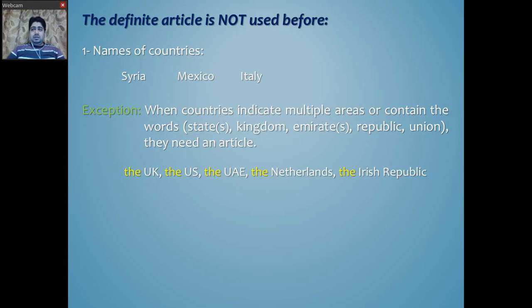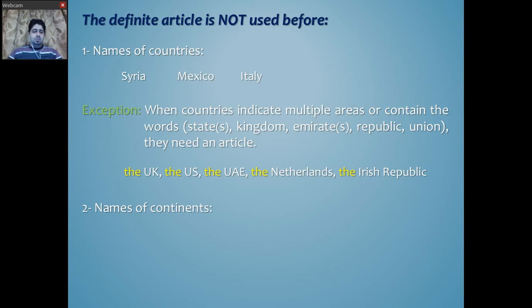The UAE, which is the United Arab Emirates. We have Emirates here. The Netherlands. The Netherlands are divided into parts. Okay, that's why we have the in them. Or the Irish Republic. We have the word republic, so we use that. Alright, this is the only exception here.